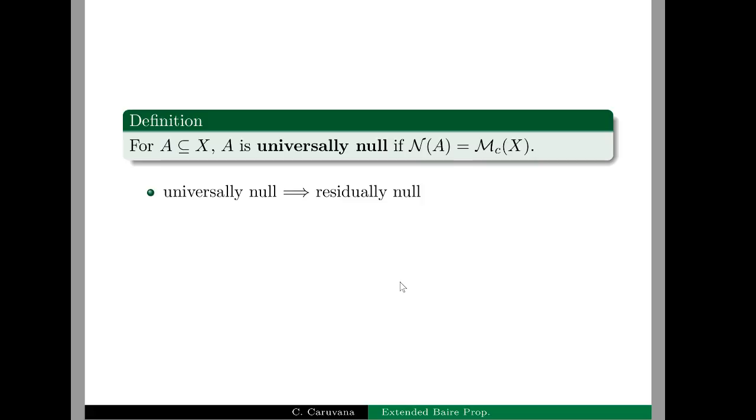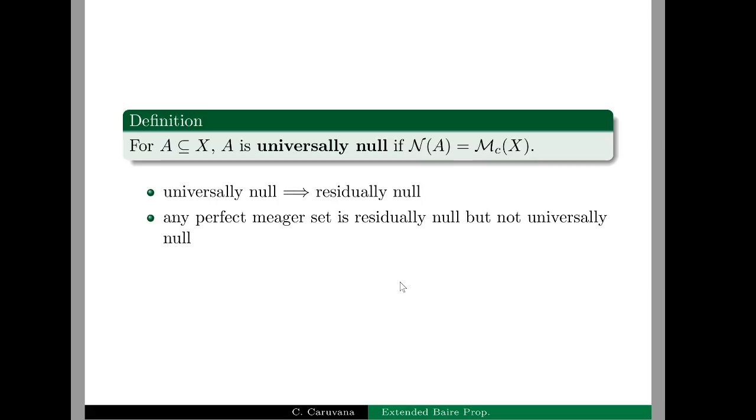But since we have the meager sets, they're not the same. I have residually null sets which are not universally null, in particular any perfect meager set. Because I want it to be residually null, and then it has to be meager. So I get residually null sets which are not universally null.